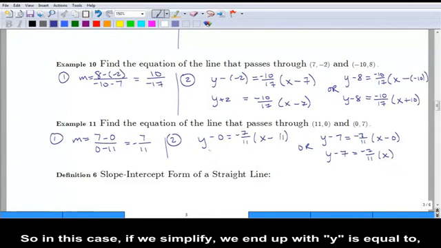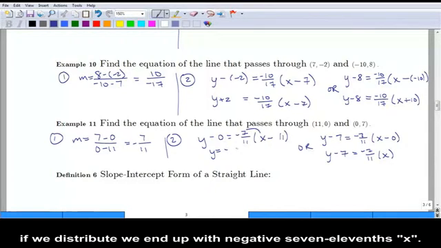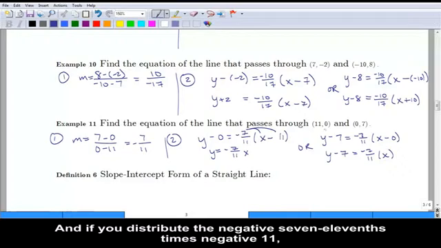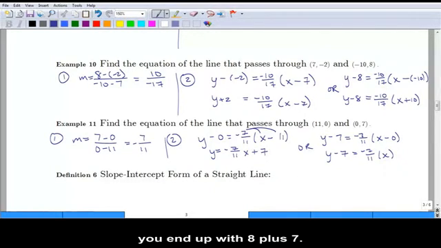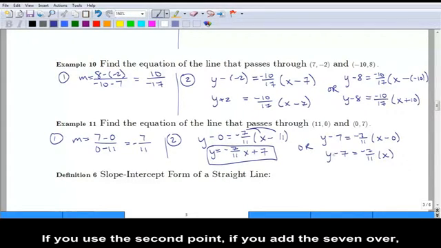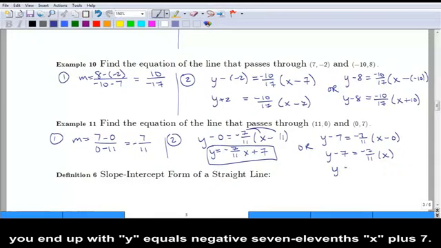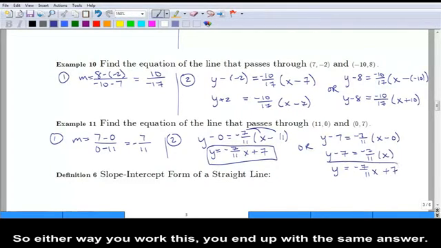So in this case, if we simplify, we end up with y is equal to, if we distribute, -7/11 x, and if you distribute the -7/11 times negative 11, you end up with a plus 7. If you use this second point, if you add this 7 over, you end up with y equals negative 7/11 x plus 7. So either way you work this, you end up with the same answer.